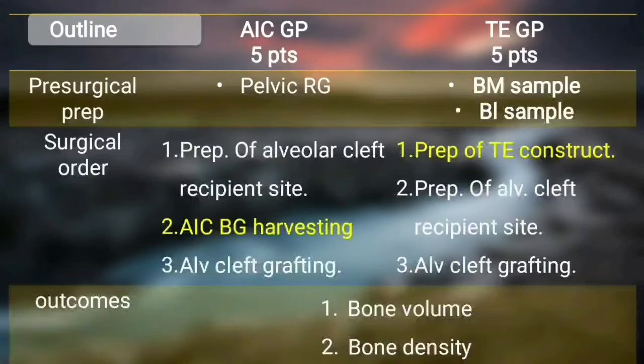To answer this question, 5 patients were recruited for each group, and specific pre-surgical preparation was required for each group, especially the bone marrow samples to extract mesenchymal stem cells in vitro and a blood sample for serum preparation for the tissue engineered group.